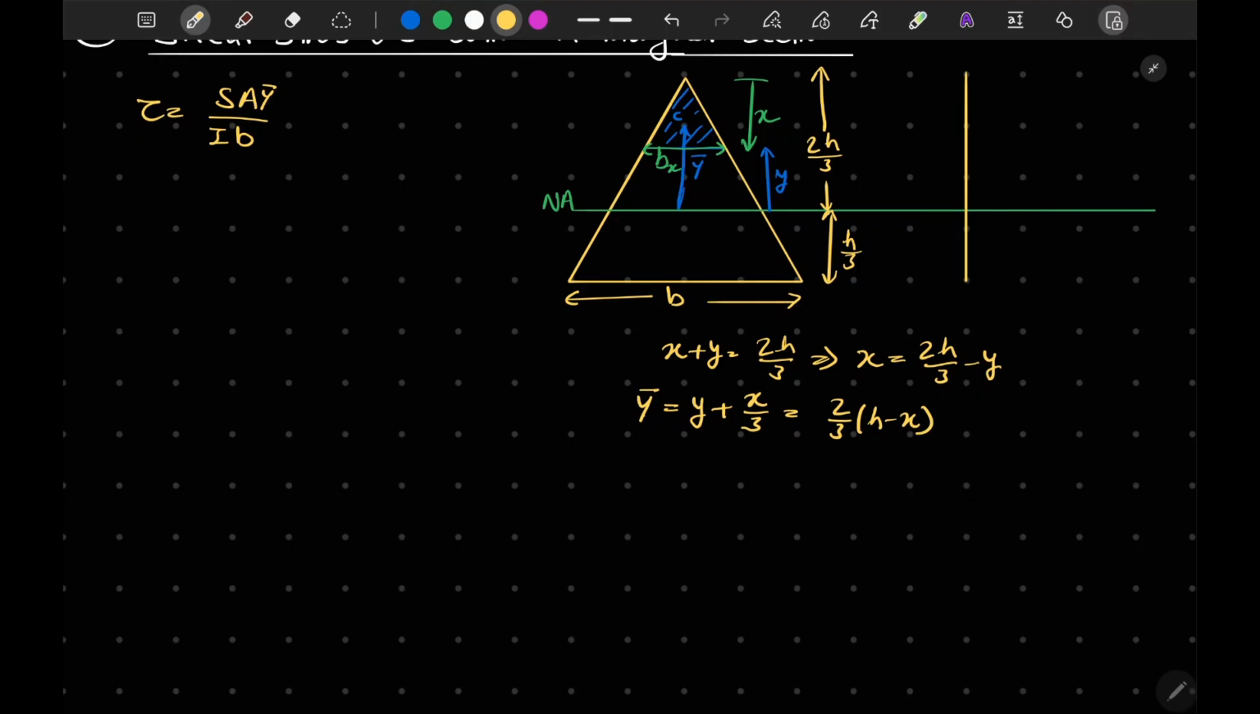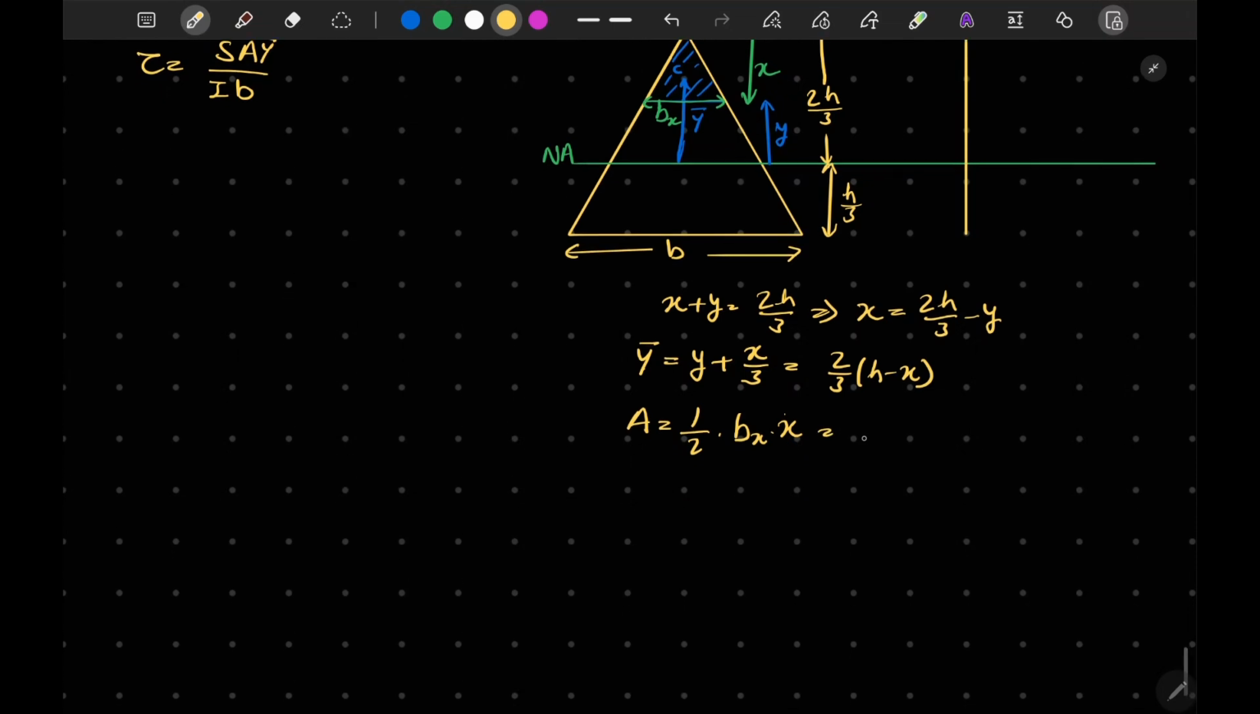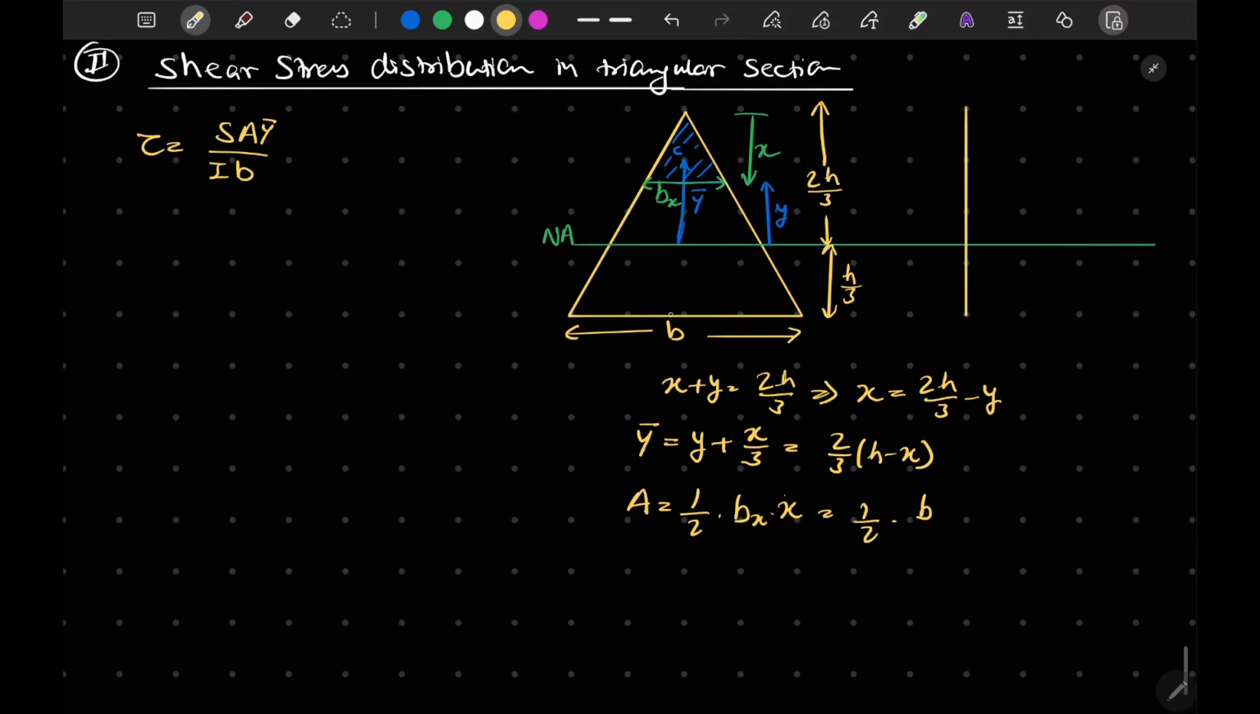Now I can also write the value of area. This area is equal to half times base, that is bx, into height, that is x. Now bx we can write as, if we see from the top point, we know that it reaches width b in distance h. So in distance x it will reach bx is equal to b by h into x, times x.